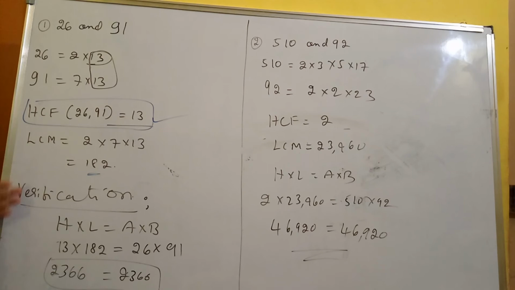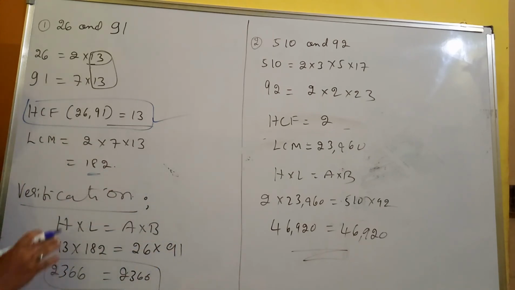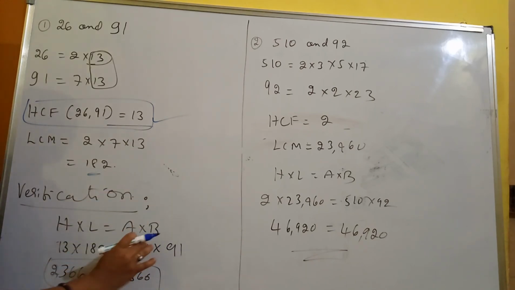Whether the problem you did is right or wrong, we have to verify it. What is the relationship? We know that the product of HCF and LCM is always equal to the product of the given numbers. The HCF is 13. The LCM is 182. If you multiply HCF and LCM, you will get 2366. Like that, multiply the given two numbers, their product will also be 2366. Then your problem is 100% right.